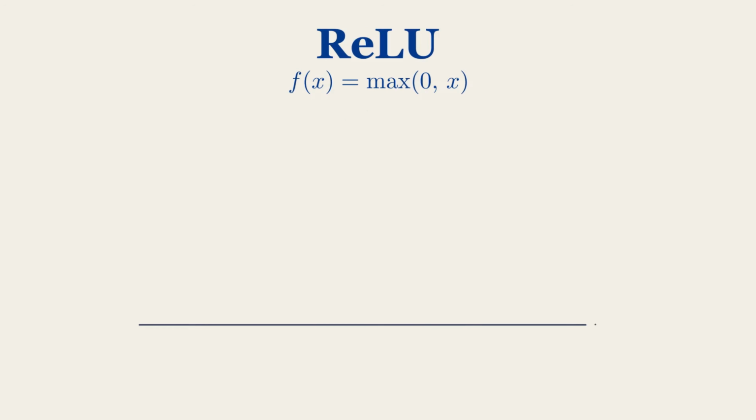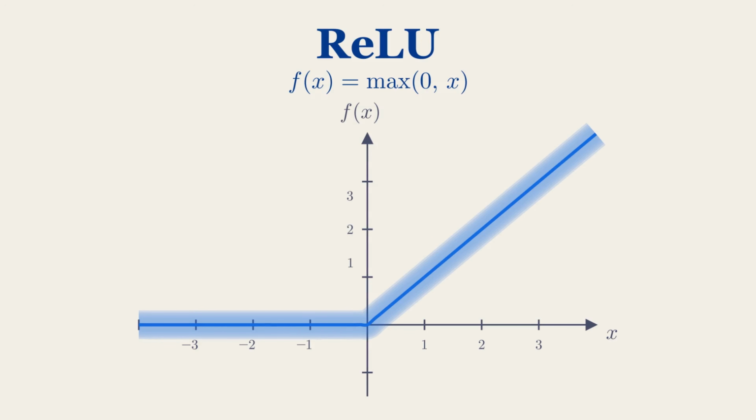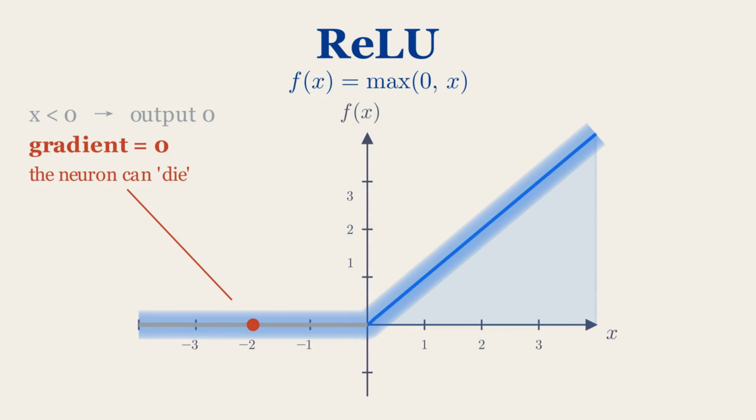But it hides a quiet danger. When the input is negative, the output is 0, and so is the gradient. With no gradient flowing back, that neuron stops learning entirely. We call this a dead neuron, and once it dies, it often stays dead.